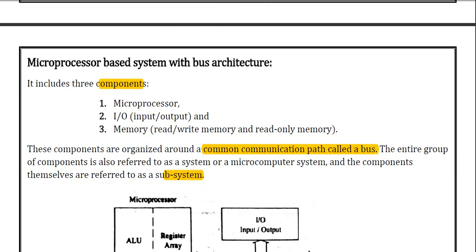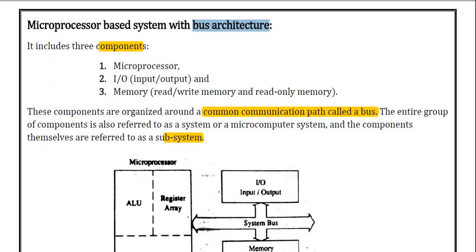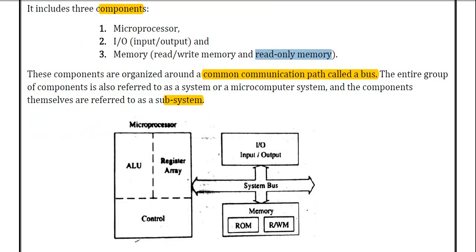Microprocessor based system with bus architecture. The reason it is known as the bus architecture we will discuss in this diagram. It includes three components: microprocessor, IO input or output, and the memory, which functions as read-write memory or read-only memory. Read-only memory is known as the ROM section. The read-only memory is non-volatile, that means if you turn off the computer, it will save the data without the electricity.